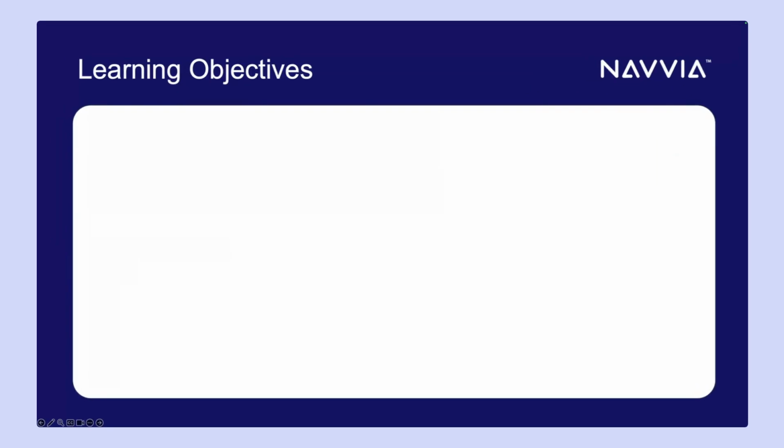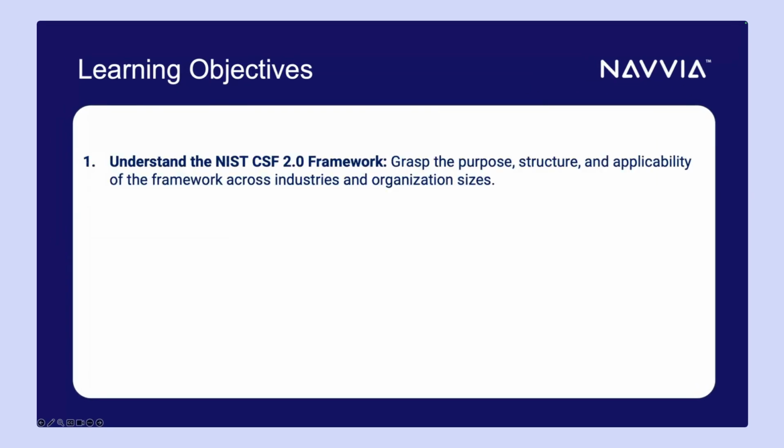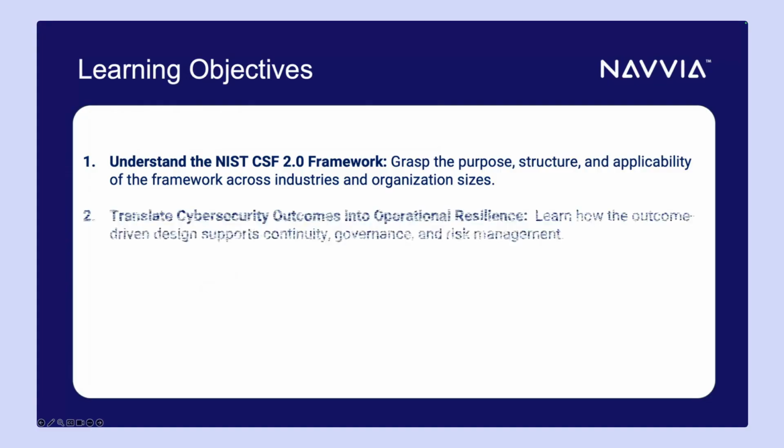So the learning objectives for today's session include, number one, understanding the NIST CSF 2.0 framework. So we're going to look at the reason that the NIST came about, the structure of the NIST, how it applies to different parts of the organization, the infrastructure, different sectors, and how it can actually apply to organizations of all sizes. We're also going to look at how to translate cybersecurity outcomes, basically those defined by the NIST framework, into operational resilience. So learn how this ability to drive operational resilience will support continuity, governance, and risk management.